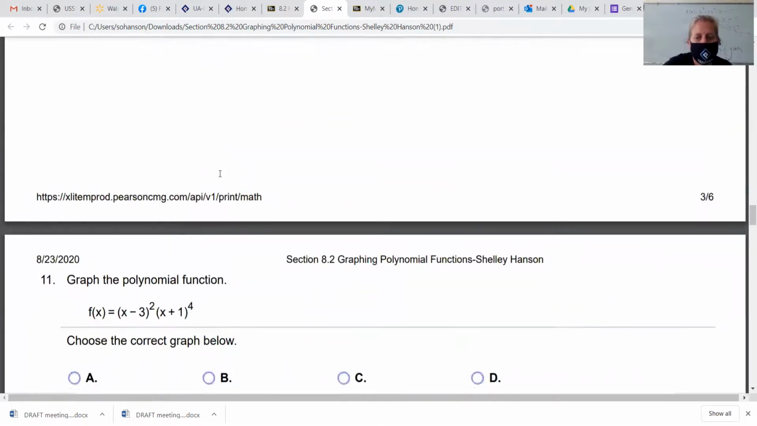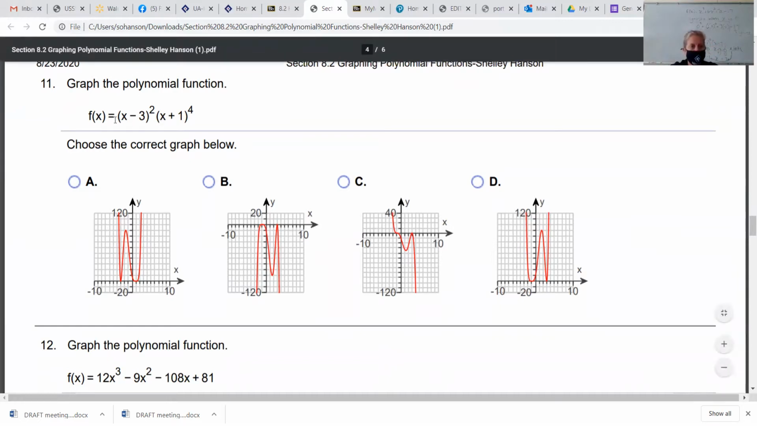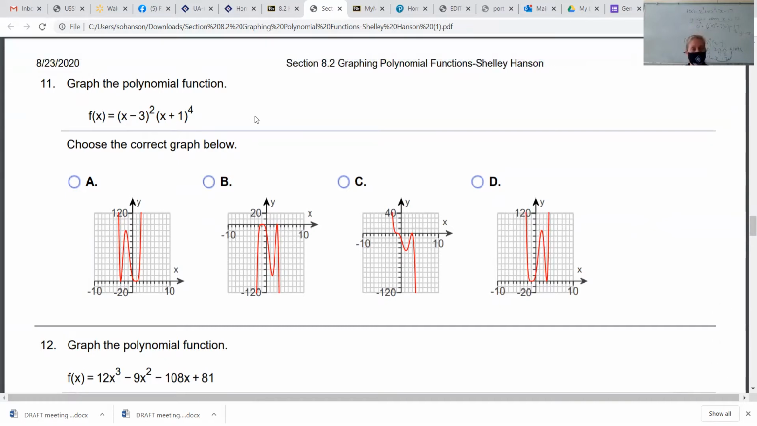Number 11, 2 more. All right, let's see. Let's do end behavior. How many x's is that first parenthesis going to give me? 2. How many x's is that second parenthesis going to give me? 4. So if I multiplied that all together, which would take about half the day, I would end up with x to the 6th as my leading term, right? 2 x's here, 4 x's here.